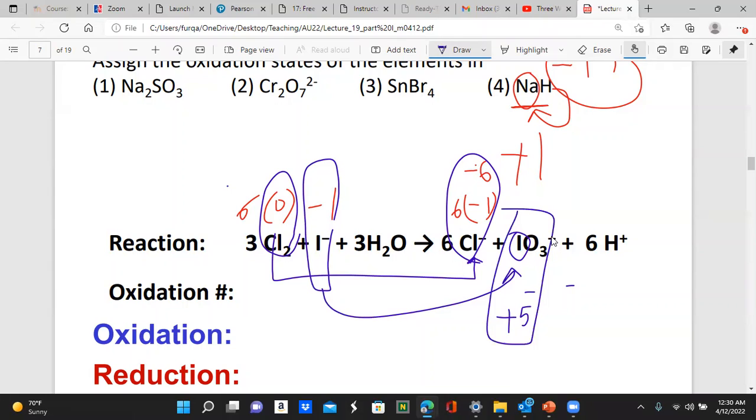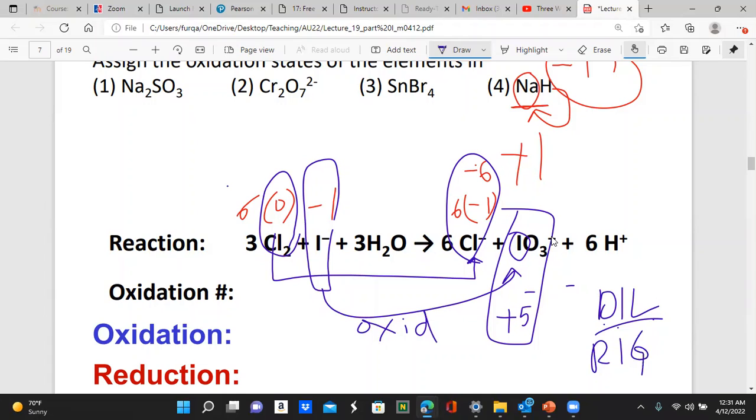What do you think? What happened on iodine? Iodine was -1, and it has lost 6 electrons. So it's going from -1 to +5. It is a loss of electron. Loss of electron means oxidation is the loss, right? It means on the iodine, oxidation is happening there. Oxidation is the loss of electron. Reduction is the gain of electron.